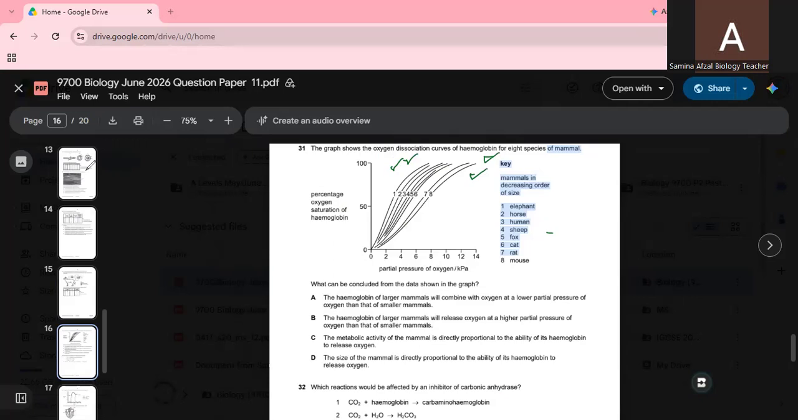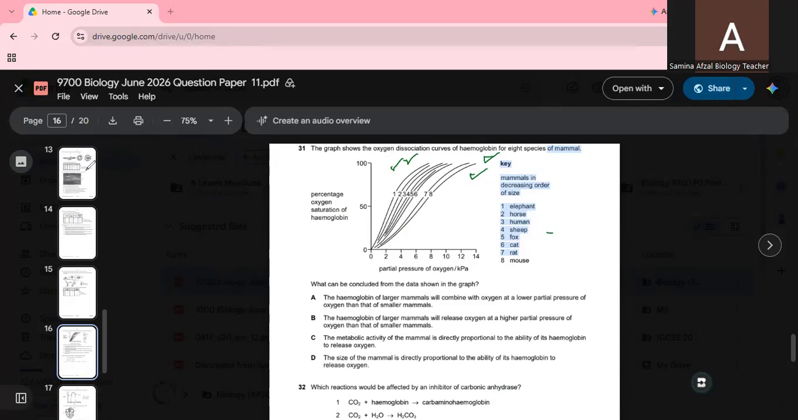So we can say that curves shifted to the right mean higher affinity binding at a lower partial pressure, while a curve shifted to the left means hemoglobin has a higher affinity for oxygen and reaches a high percentage saturation at a lower partial pressure of oxygen. For instance, at 4, curve 1 is around 80% saturated, while curve 8 is around 20% saturation. You can see the 100% and 20% saturation.